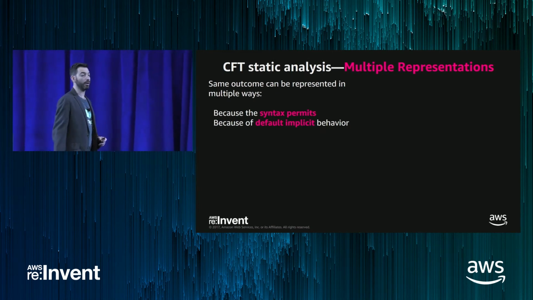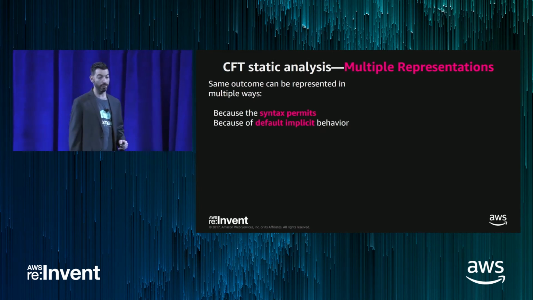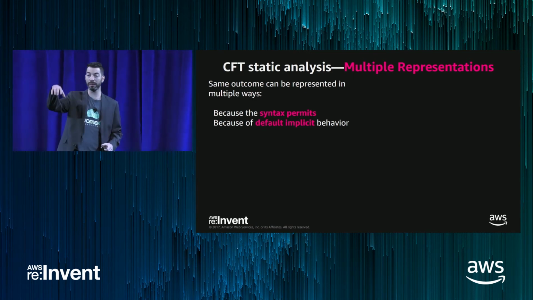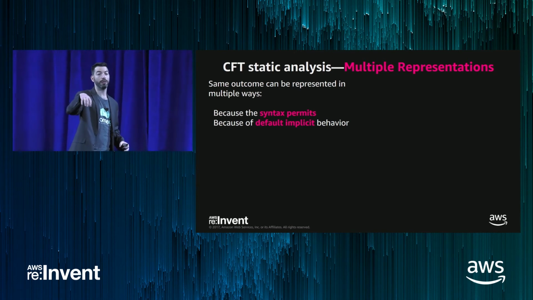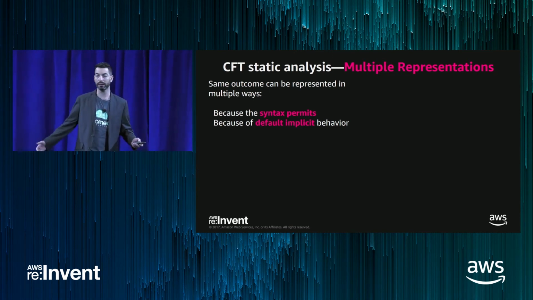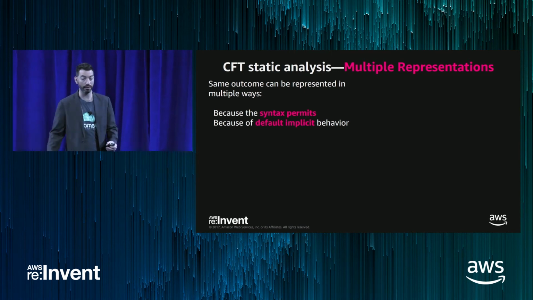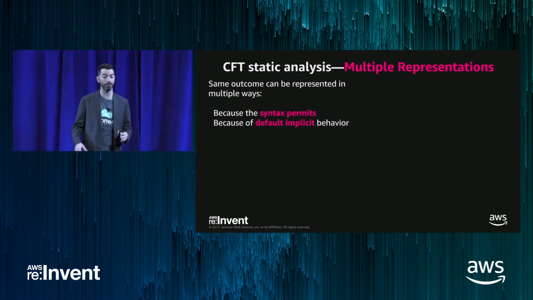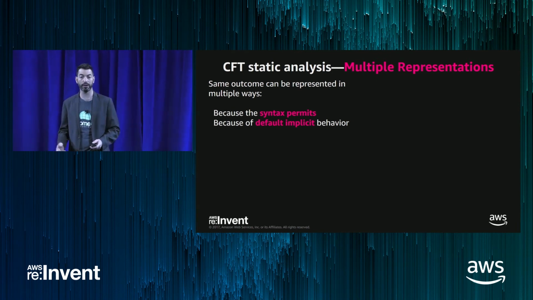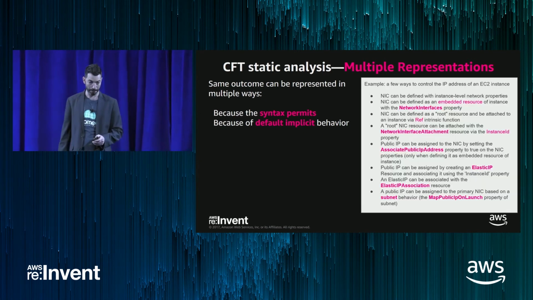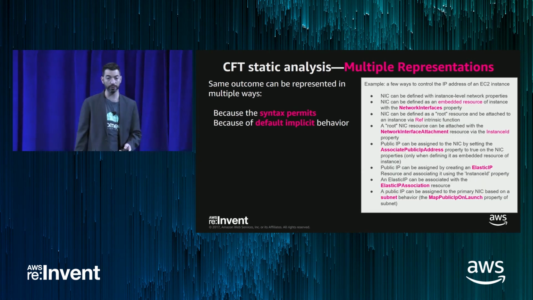The next thing I'm going to talk about is multiple representations of the same outcome. So the same endgame, the same outcome, can be modeled in different ways using CFT. Why? Because the syntax permits that, and also because we have some default implicit behavior of the runtime itself. When I'm not defining stuff, still there is some default behavior that happens. So let's see that in action.